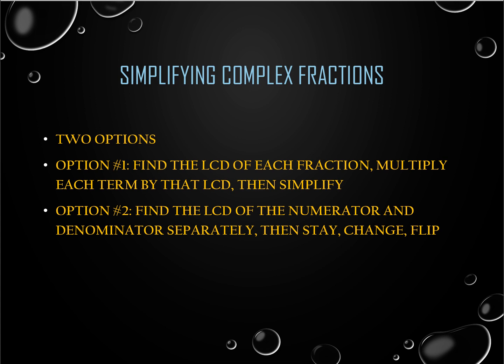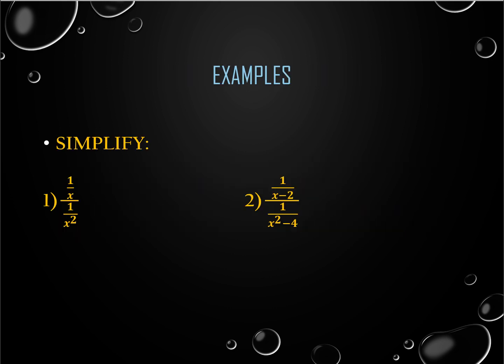All right, we have 2 options. You can find the LCD of each fraction, multiply each term by that LCD, then simplify. Or you can find the LCD of the numerator and the denominator separately, then say change flip. All right, we're going to just practice some. We'll talk about what is easier for each of us.